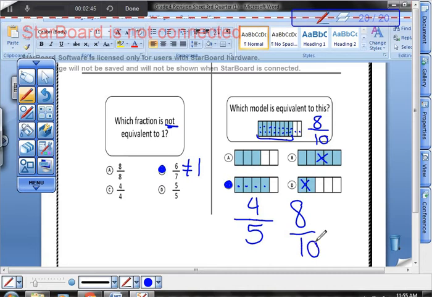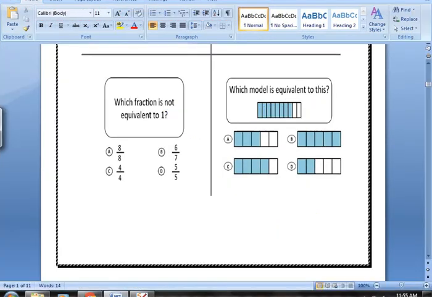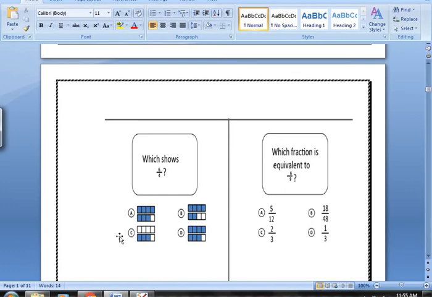So 4 became 8 by multiplying by 2. Yes, 4 times 2 equals 8. Ask yourself, if we multiply 5 by 2, will we get 10? Yes. So 4 out of 5 is equivalent to 8 out of 10. Okay? Let's go to the next page.